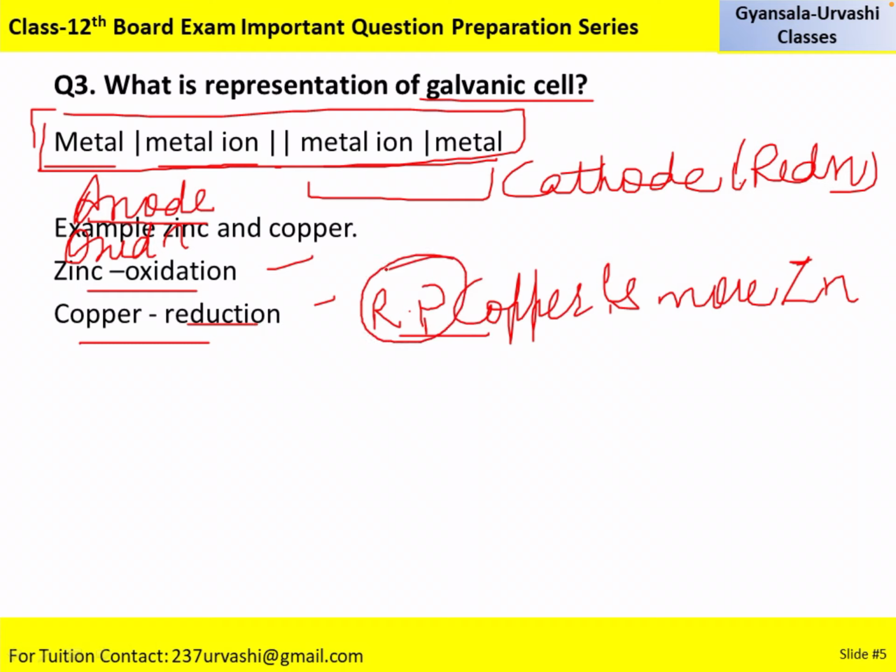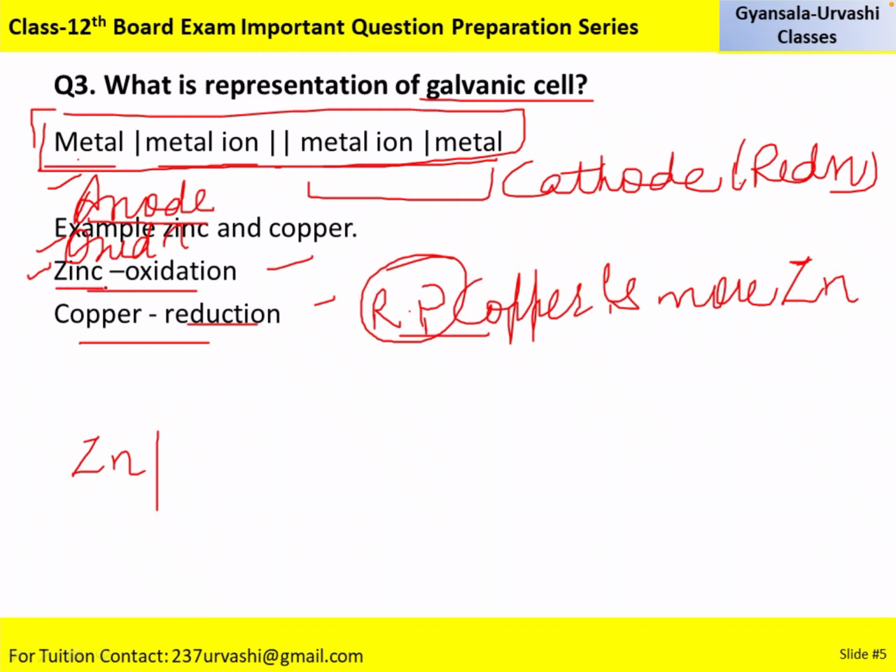What is the use of measuring reduction potential? It does tell us that if the reduction potential of any element is higher, it will prefer to reduce itself easily. Done. Come back to the example then. Here metal, oxidation, anode part I have to write. The metal will be zinc, so I am writing zinc here, then put a slash. Metal ion, now whose ion do I have to write?